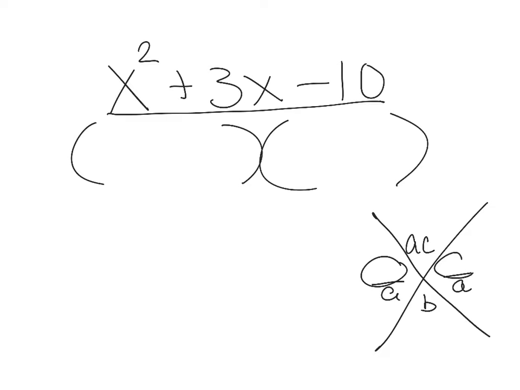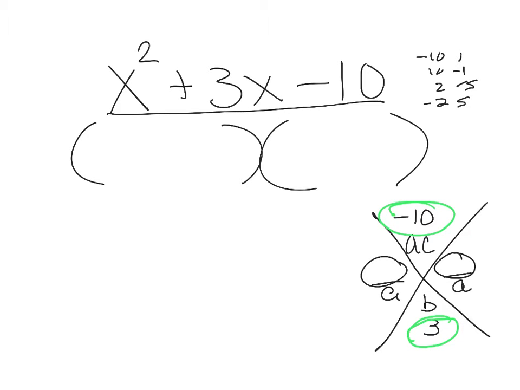So here we need to find the factors. A times c in this case would be negative 10, and b is positive 3. So I'm looking for the factors of negative 10 that add up to 3. So what factors of negative 10? You've got negative 10 and 1, or 10 and negative 1. Then you've got 2 and negative 5, or negative 2 and 5. And that's it. That's all your factors.